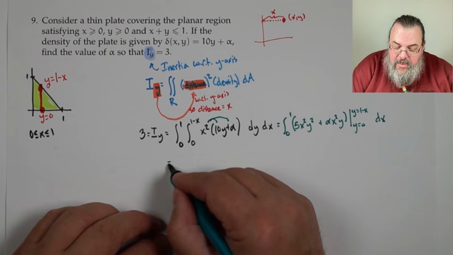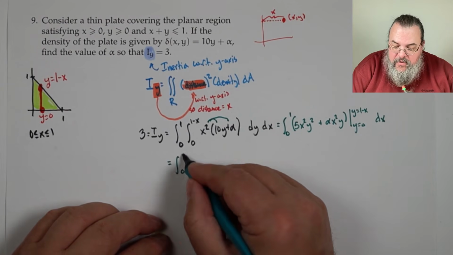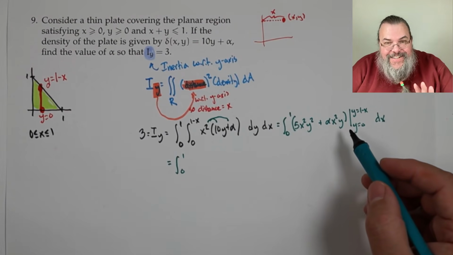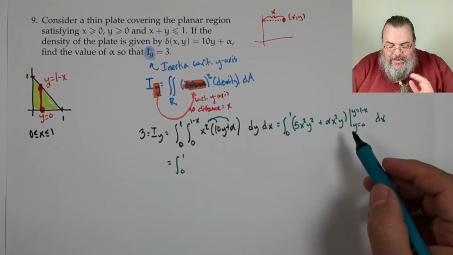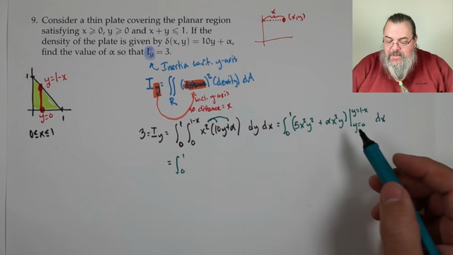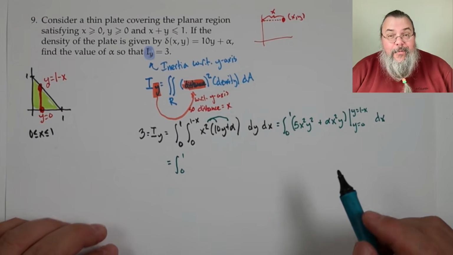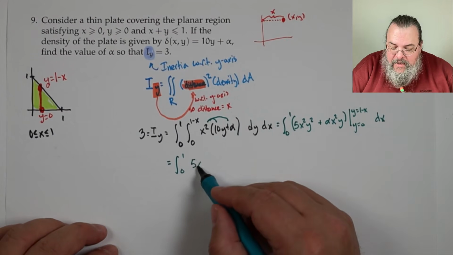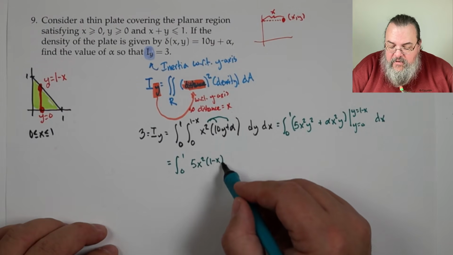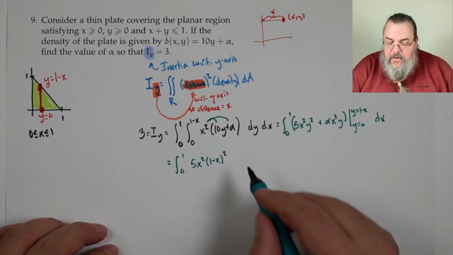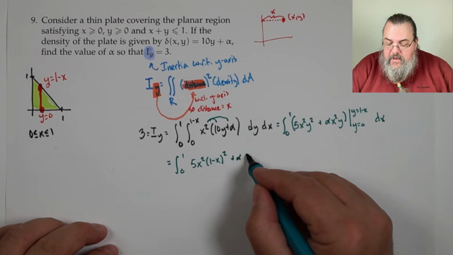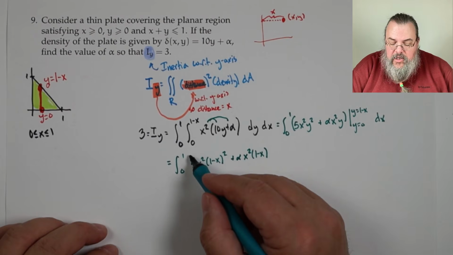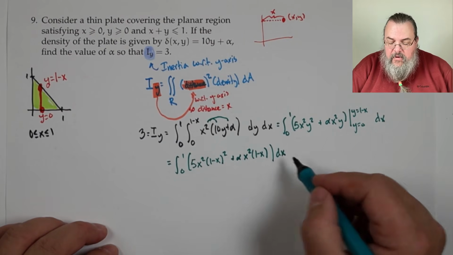Okay, so that becomes the integral from 0 to 1. Good news, if you plug in 0, you get 0. You should always check. Don't just assume it's always 0, but it frequently is, which is why we like 0. Plug in y equals 1 minus x, and we get 5x squared times the quantity 1 minus x squared, plus alpha x squared times 1 minus x. And we're going to integrate that dx.